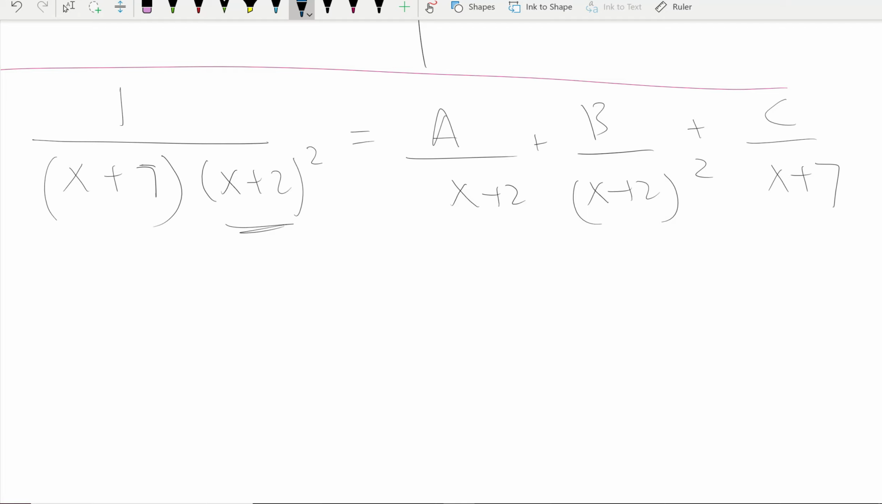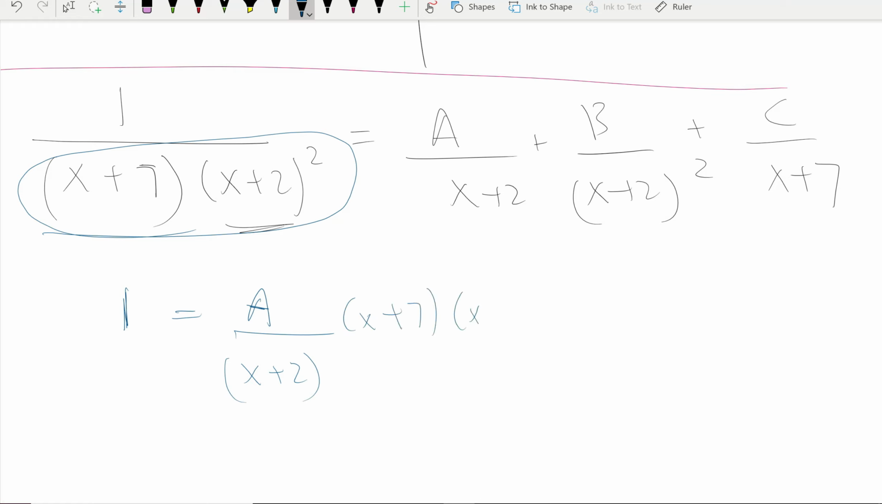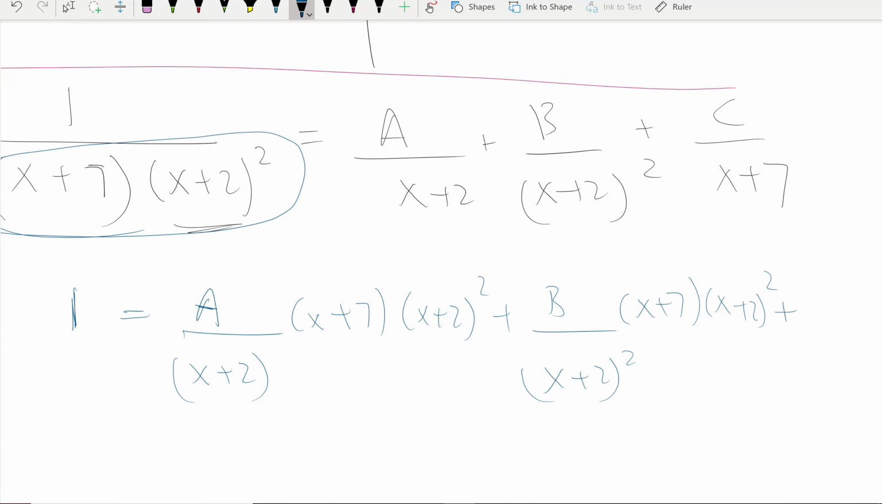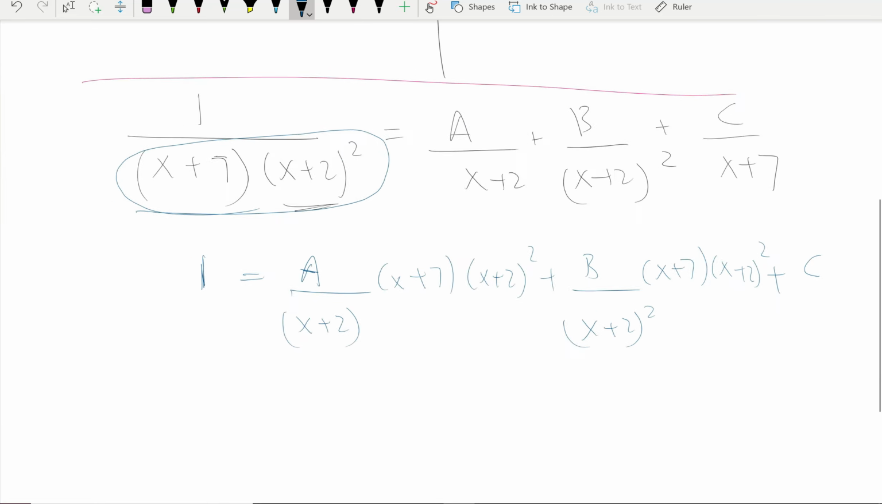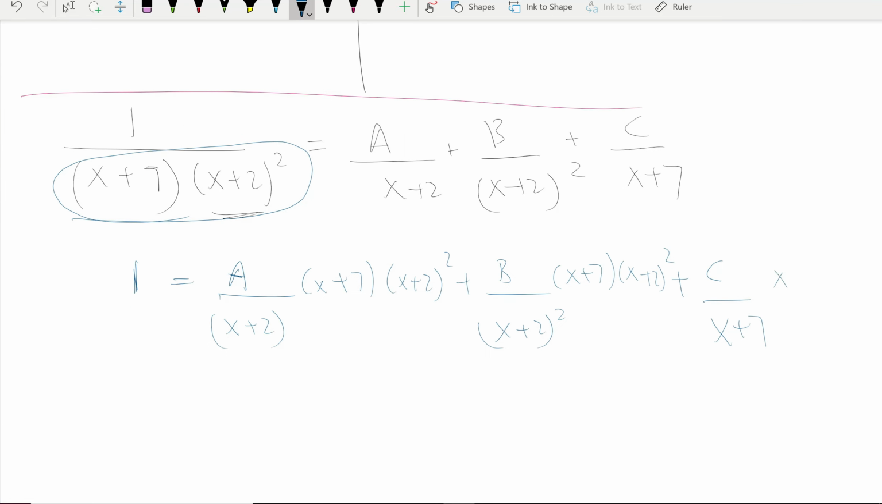What do we do? Multiply by the denominator. So the left-hand side is 1, because the big denominator here is x plus 7 times x plus 2 squared. Understand that. I'll show you, because this is very important here. So I will multiply A over x plus 2 by x plus 7 times x plus 2 squared, then B over x plus 2 squared by x plus 7 times x plus 2 squared, plus C over x plus 7 multiplied by x plus 7 times x plus 2 squared, right?